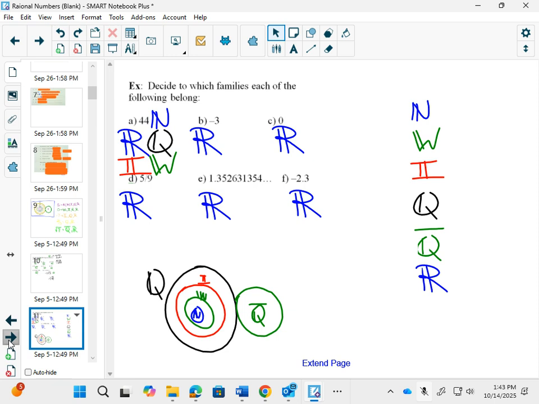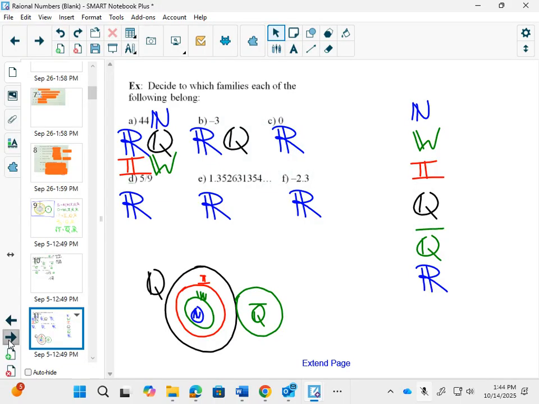So if you're in the smallest one, you have all of the other ones that are in there. -3. Can you write it as a fraction or not? Can I put it over 1? -3 over 1, is that a fraction? Yes. So because it's a fraction, we have this one.